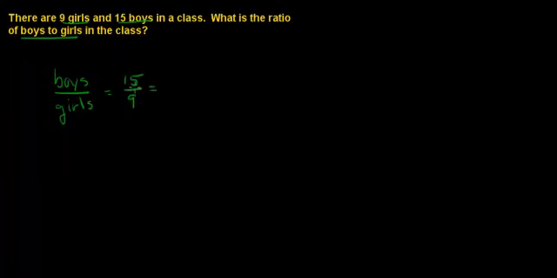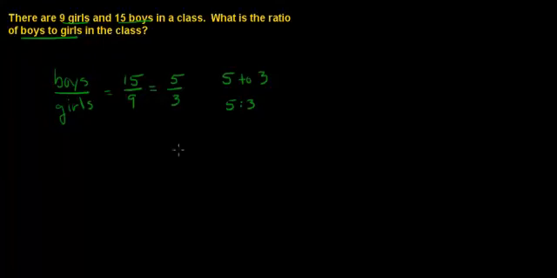We can reduce this by dividing them both by 3 again. We get 5/3. Again, we can express this several different ways. 5 to 3, and so on and so forth.